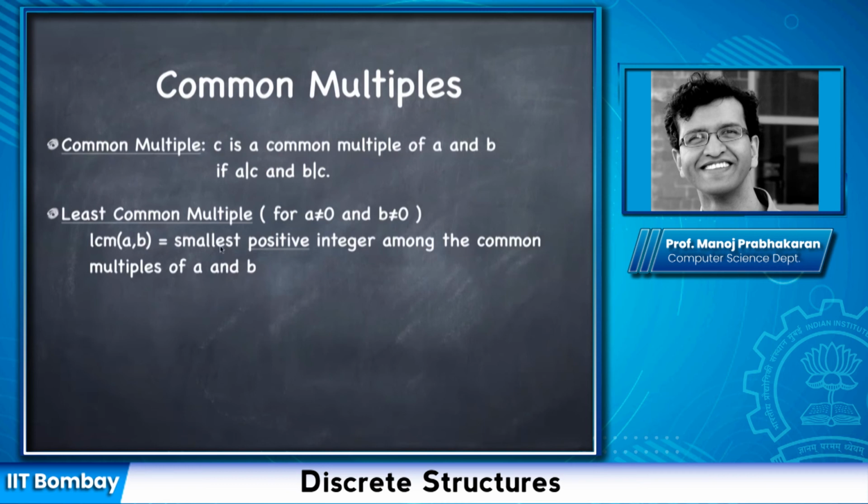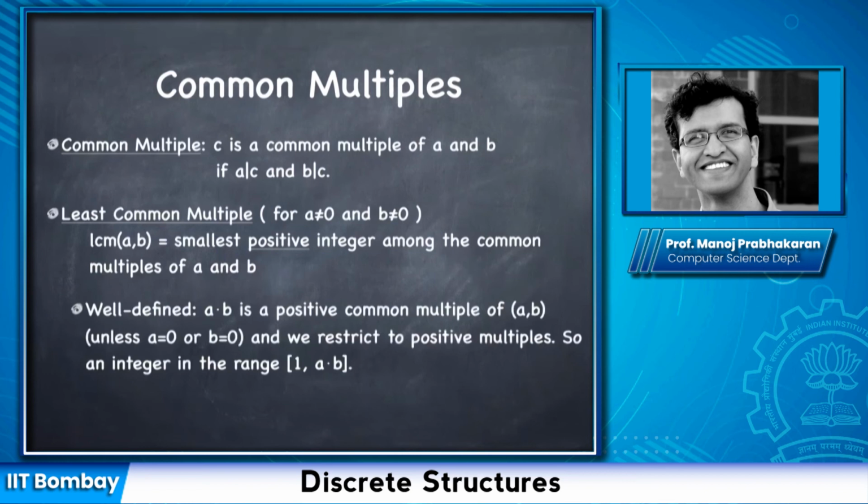And because we're going to define it as the smallest positive integer, if you allow negative integers, then the multiples go all the way to negative infinity. So LCM is the smallest positive integer which is a multiple of both A and B. Just like GCD, you can convince yourself that it's well defined because there is at least one common multiple, namely A times B.